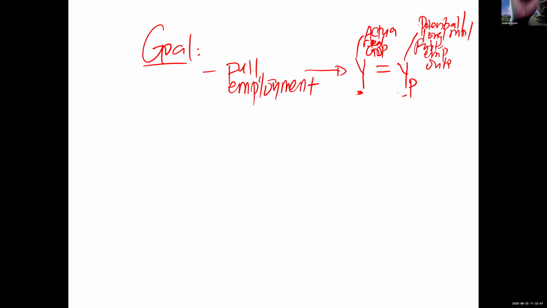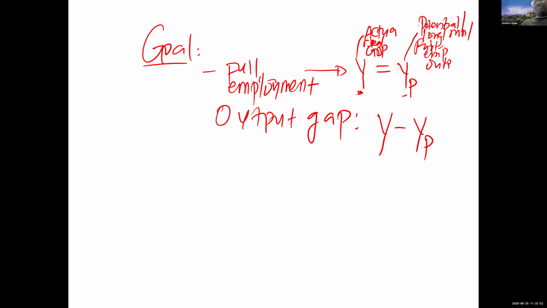So in this case, the output gap is the difference between actual output and potential output. This is what we're calling the output gap. So if the economy is producing at full employment, where actual output equals potential output, it means the output gap is zero. In this case, if the output gap is zero, meaning the economy is producing at full employment, the Federal Reserve should not act on interest rates because the economy is where they want it to be.